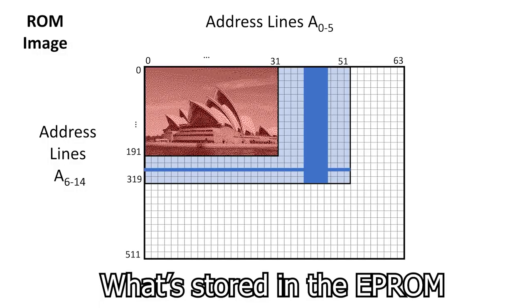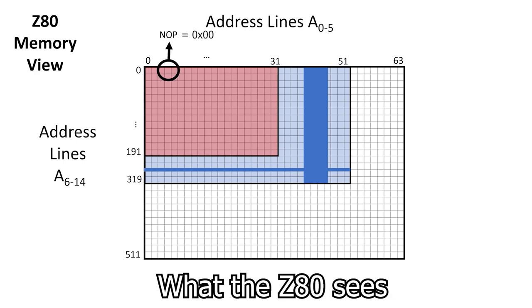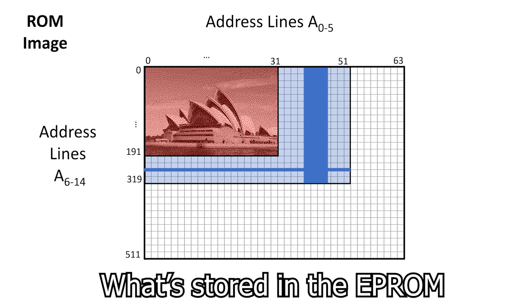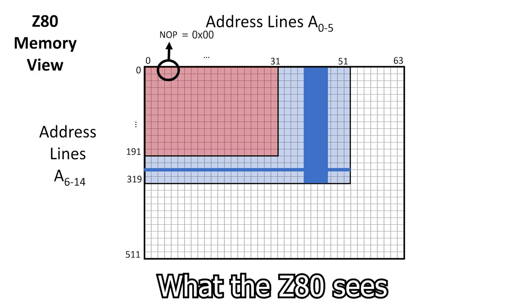What we need to do is store this image in memory and present it to our video circuit. But we want the Z80 to see the exact same region of memory as being 00 hexadecimal, which is the no-op instruction. This is the single most important point in the video, so let me repeat it. What we need to do is store this image in memory and present it to our video circuit, but we want the Z80 to see the exact same region of memory as being 00 hexadecimal, which is the no-op instruction.